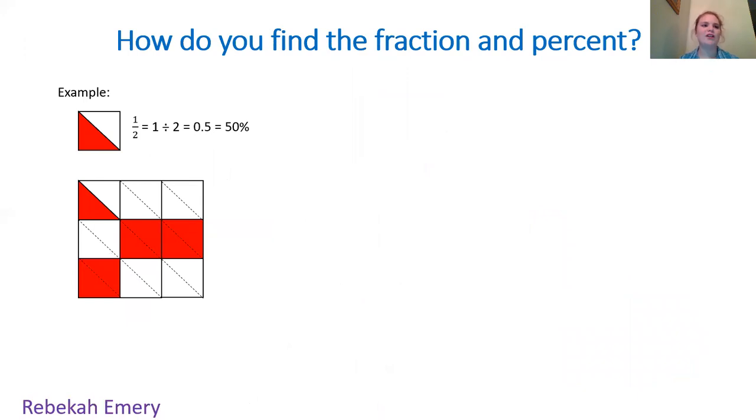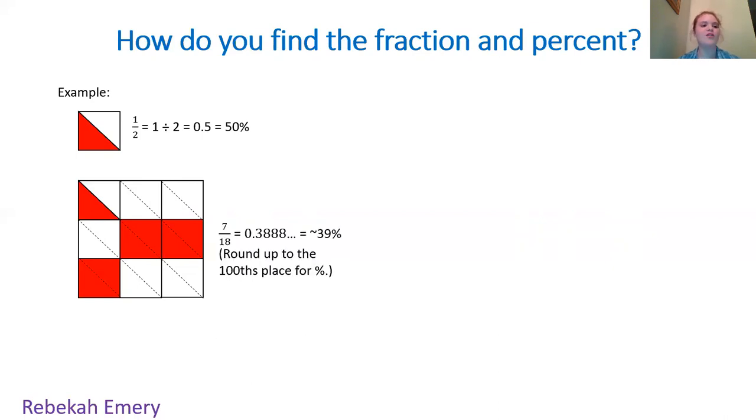How do you find the fraction and the percent of the red shaded portion? Well, when you're looking for a fraction and a percent of a shape, the first thing we must do is make sure all the parts are the same size. Let's begin with a simple example. There are 2 parts of equal size and 1 part is shaded. Our fraction is 1/2, which is 1 divided by 2, which is 0.5, which is 50%, or 50 out of 100.